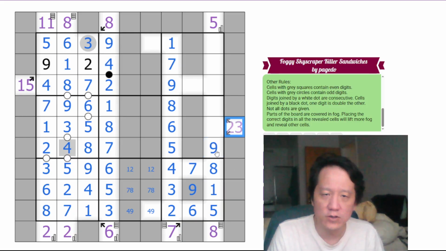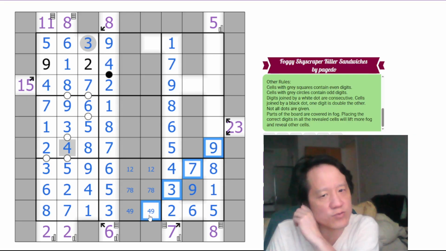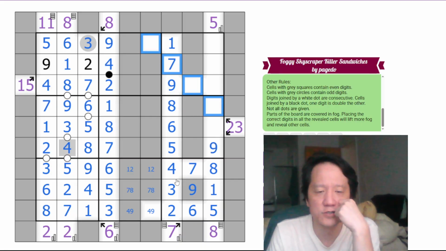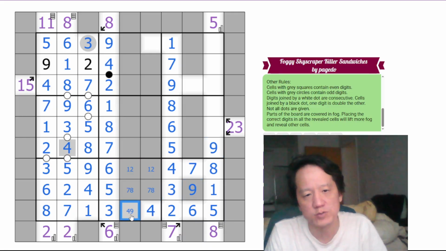This little killer clue says that these 4 digits must add up to 23, and these 4 digits must add up to 23. Well, this is 3, 7, and 9, so that's 19, which makes this a 4, which makes that a 9.